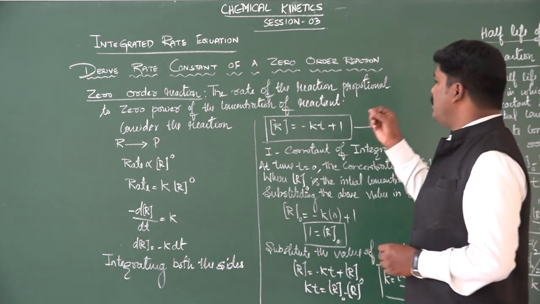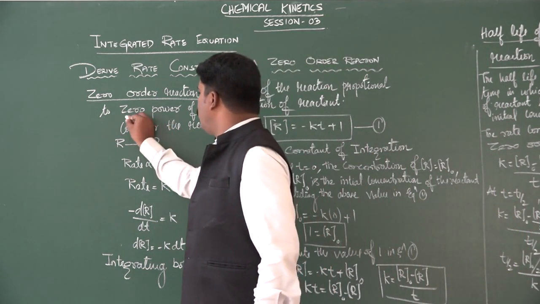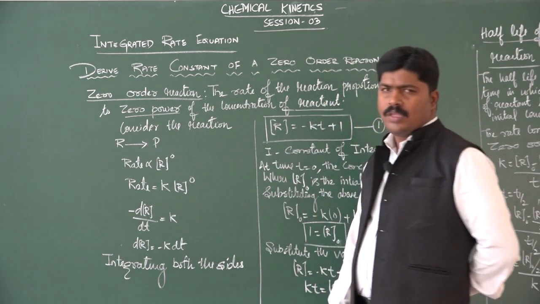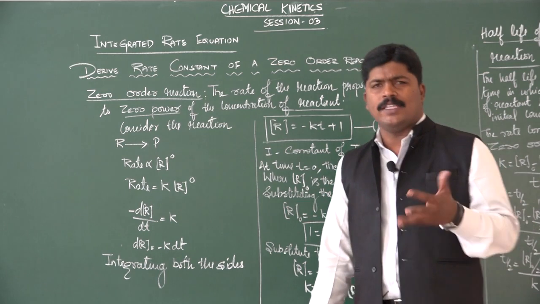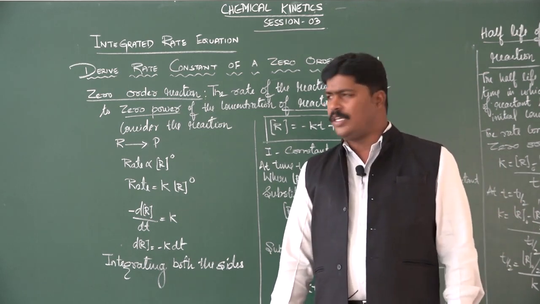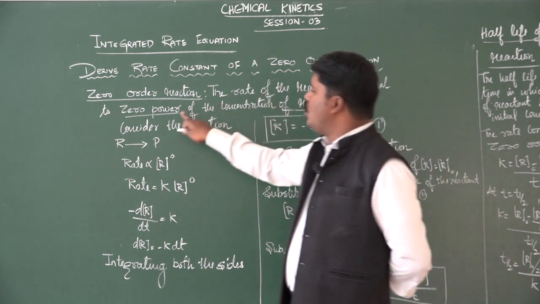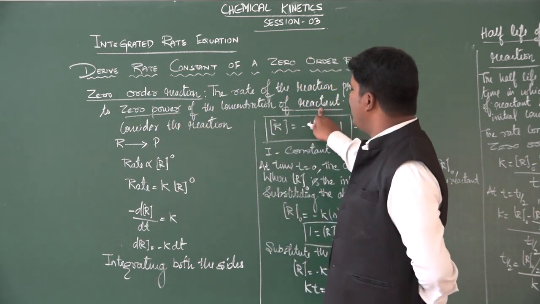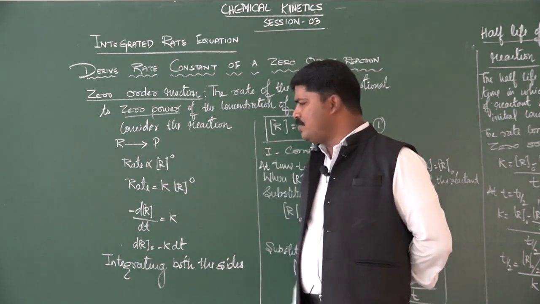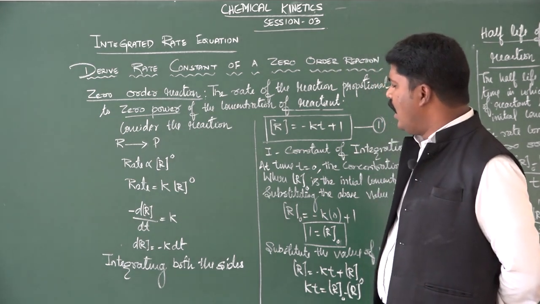We say the rate of the reaction is proportional to zero power of the concentration of the reactant. That is called a zero order reaction. Why the power is zero, I will try to explain with a few examples later in the class. Now let us consider a typical reaction, a reactant R giving a product P.